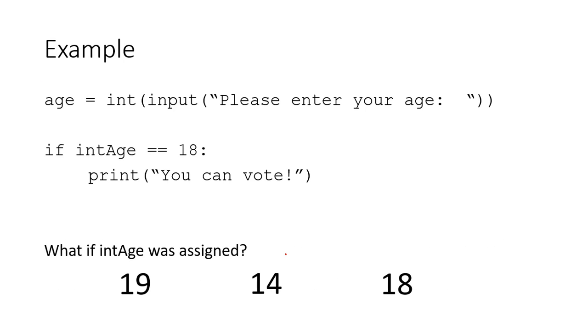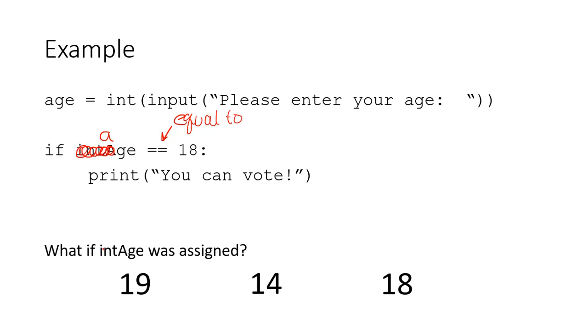So here's my example. age equals int input, please enter your age. So notice what I'm doing is I'm asking the person to enter in their age. Then I have this if statement. If age equals equals 18, print you can vote. Now notice how this is two equal signs. Well, that means equal to. So this is asking, is it equal to? We have to use two equal signs to check for equality. One equal sign is for assigning, two equal signs is for equal to. So I'm going to print you can vote.